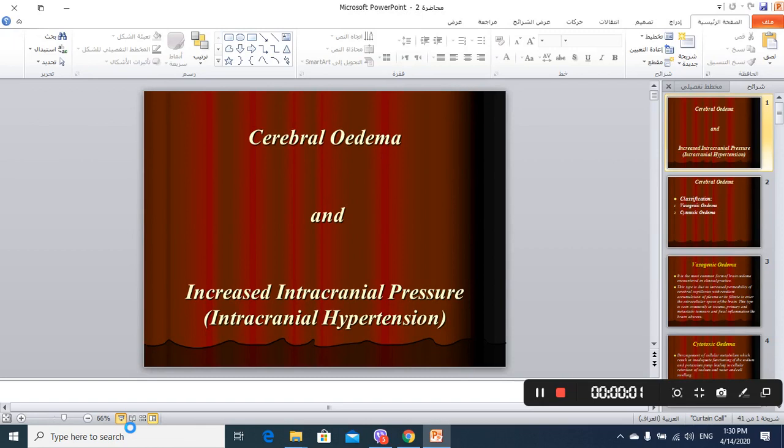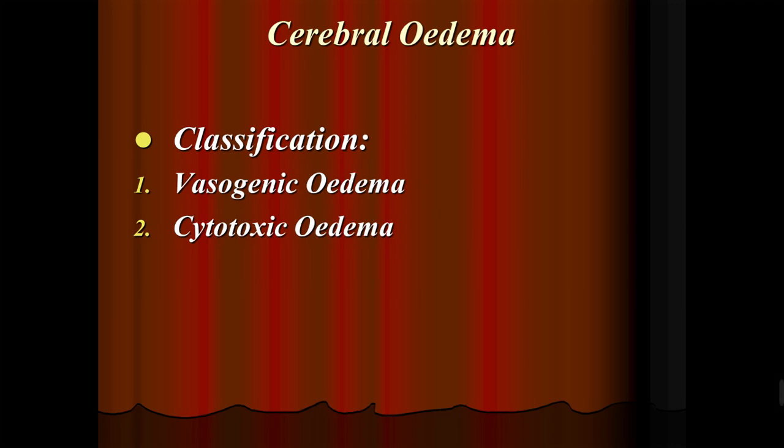Our today's subject is cerebral edema and increased cranial pressure, or what we call intracranial hypertension. And in the second part of the lecture, I'm going to talk to you about another subject related to this, which is a disease called benign intracranial hypertension or pseudotumor cerebri, which is also one of the causes of increased intracranial pressure. Now, to start with, I'm going to talk to you about cerebral edema.